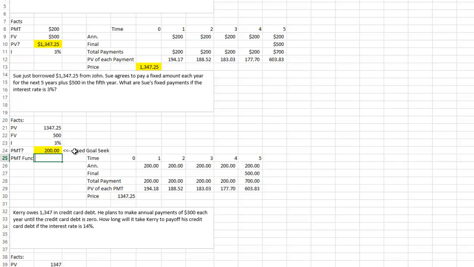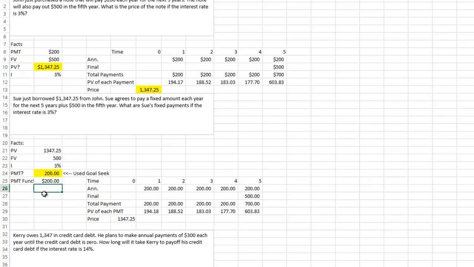And I'll hit equal PMT, and my rate is going to be 3%. My periods are going to be 5. My present value, which I need to put in as negative, is 1347. And I need to put my future value in, 500. And I hit enter. And lo and behold, I get $200.